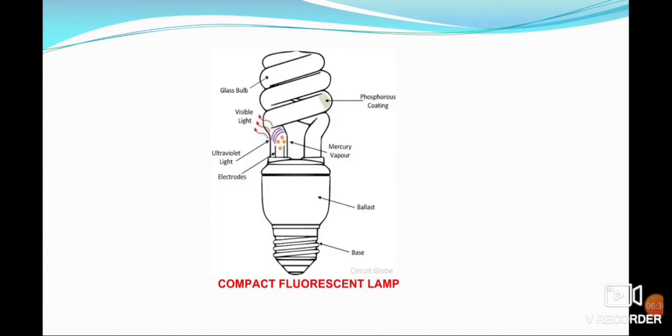Here it shows the diagram of a compact fluorescent lamp. The outer coating has a phosphor coating, a base, a ballast, and inside between the electrodes an arc is there. The ultraviolet light is formed after vaporization of the mercury vapor, and finally it is converted into visible light.